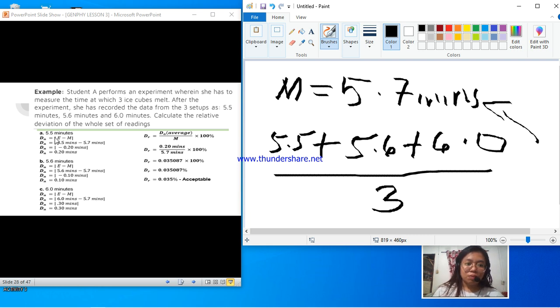Now, start with the 5.5. 5.5 minus 5.7 is negative 0.20. Because it is absolute deviation, it is positive 0.20. For letter B, 5.6 minus the mean, 5.6 minus 5.7, is negative 0.10. Being absolute, it becomes positive 0.10. Then last, 6.0 minutes: our experimental value 6.0 minus our mean of 5.7 minutes gives positive 0.30 minutes.